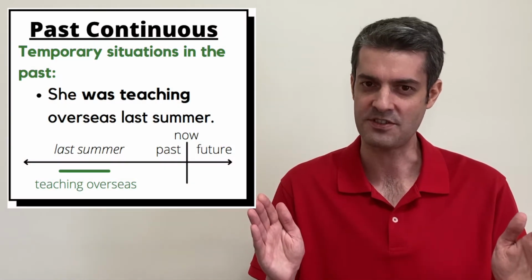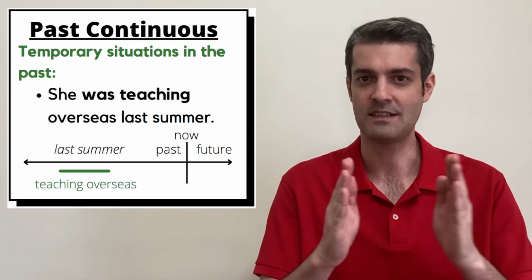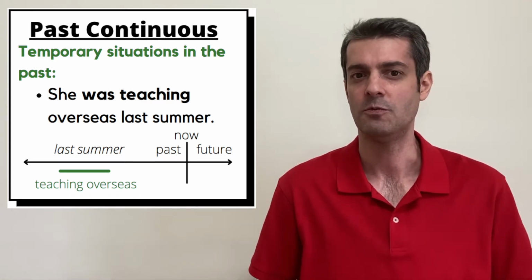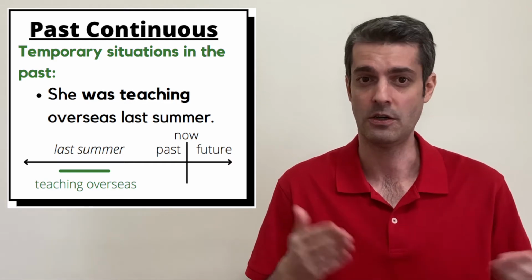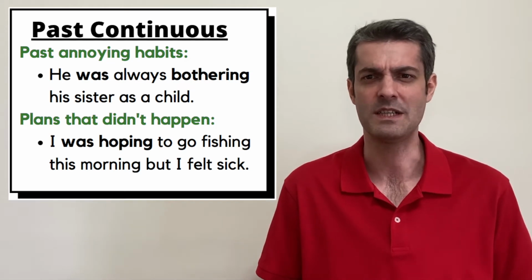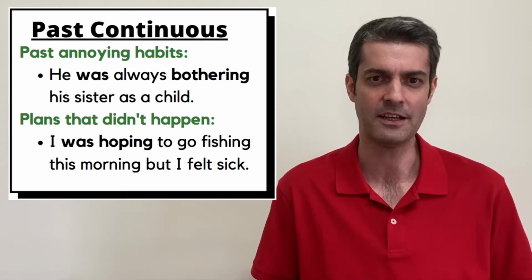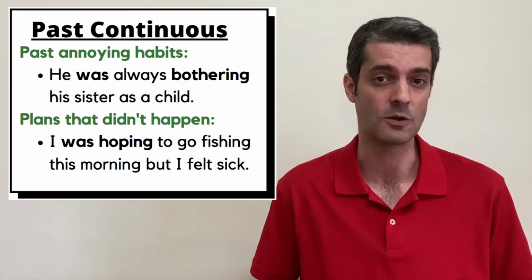We use the past continuous to talk about temporary situations in the past. These are not permanent situations. She was teaching overseas last summer, which means after summer was over, she probably moved back to her home country. We can use the past continuous to talk about past annoying habits. He was always bothering his sister as a child. Maybe once he got older, he stopped bothering his sister so much.